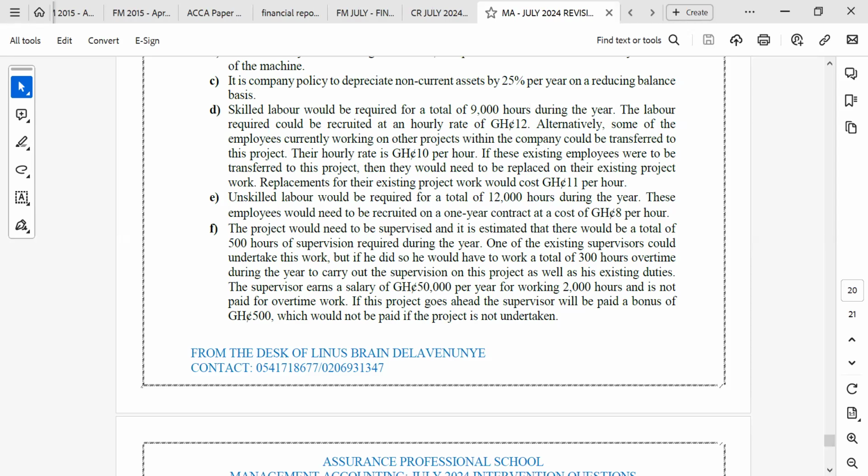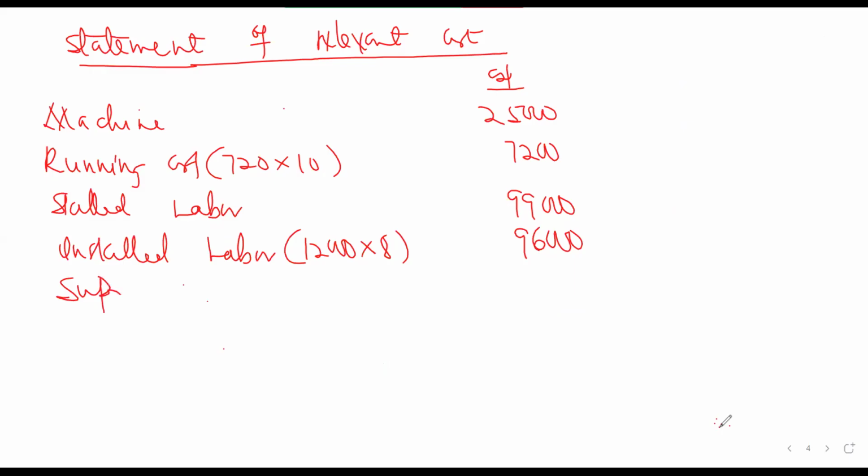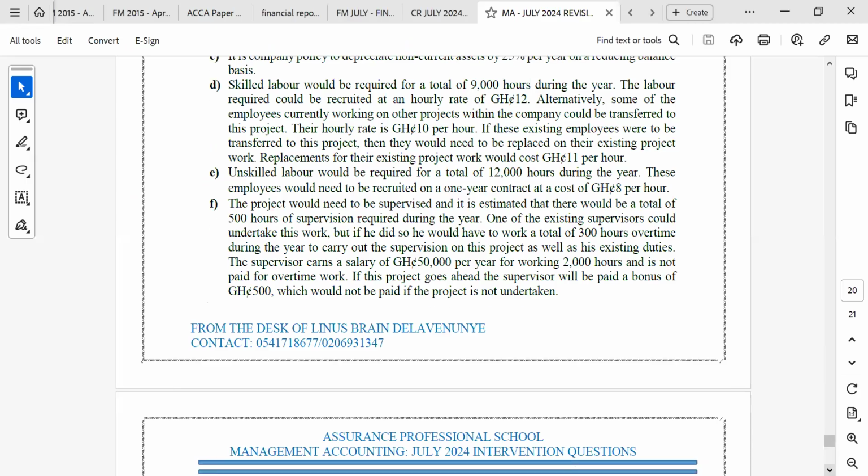Okay. So then we have the supervisor cost there. The supervisor will be 500. So the relevant cost of engaging the supervisor is 500 because if the work is not undertaken, the 500 cedis will not be paid. So that is the relevant cost of engaging that particular person.